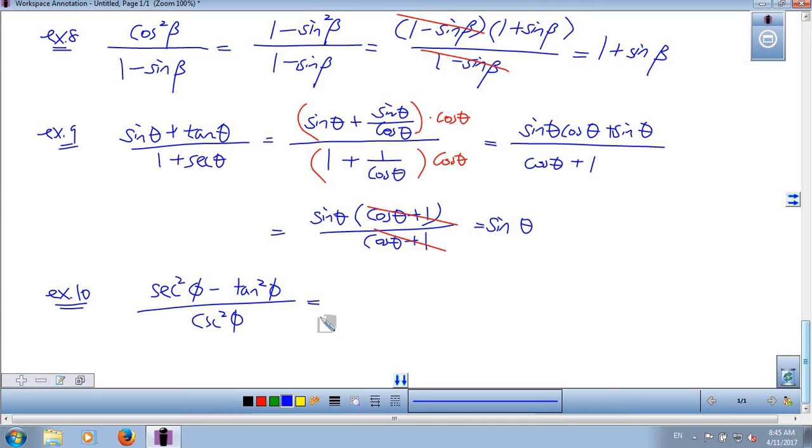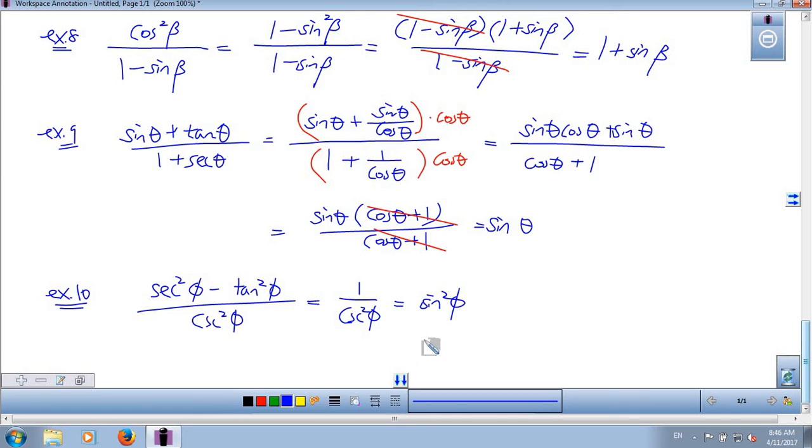Now this one actually is quite straightforward, because if you recognize secant squared phi minus tangent squared phi is equal to 1, right? Remember, secant squared phi is 1 plus tangent squared phi. So this is equal to 1 over cosecant squared phi, and so 1 over that is sine squared phi.